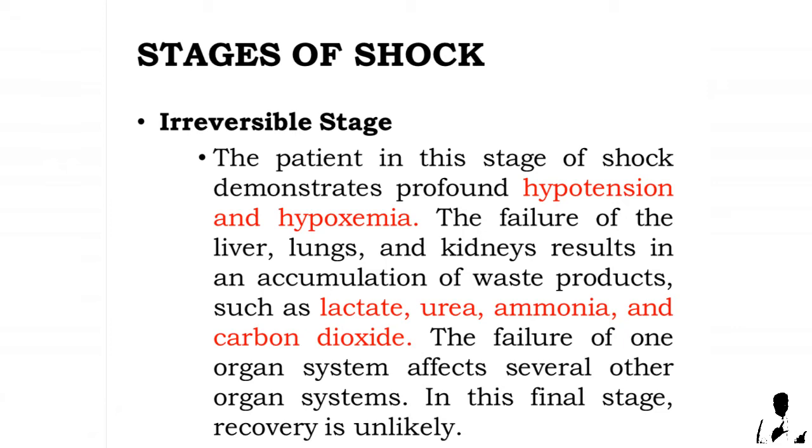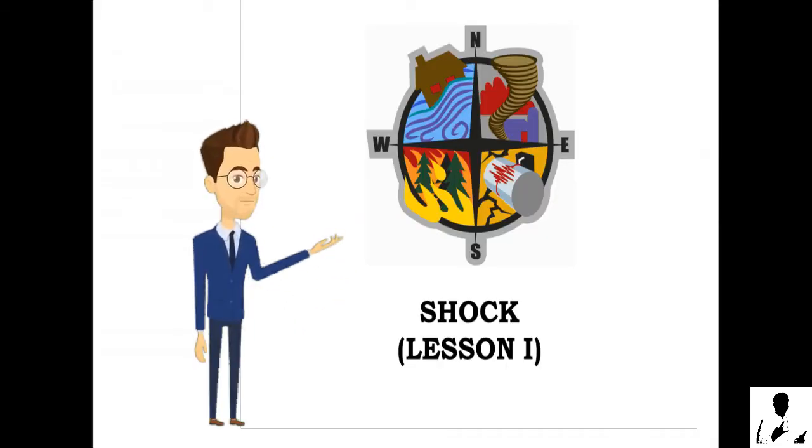The failure of the liver, lungs, and kidneys results in an accumulation of waste products, such as lactate, urea, ammonia, and carbon dioxide. The failure of one organ system affects several other organ systems. In this final stage, recovery is unlikely. Table 3 summarizes the manifestations of the stages of shock.